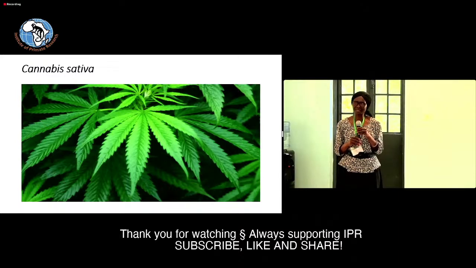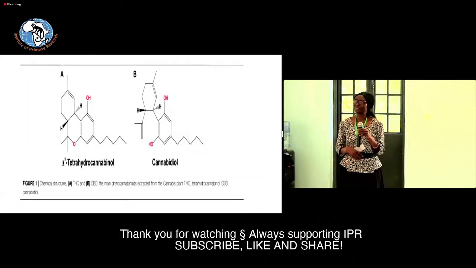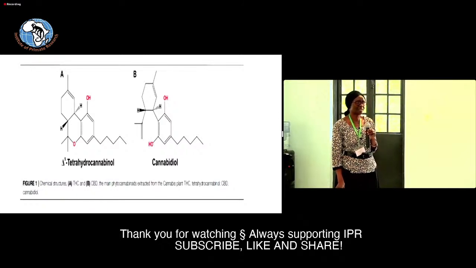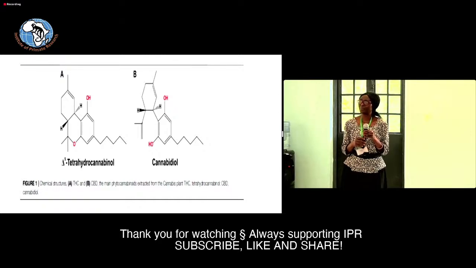Next. So this is a picture of the two major active principles in Cannabis sativa. That is the delta-9 tetrahydrocannabinol and cannabidiol. Next.